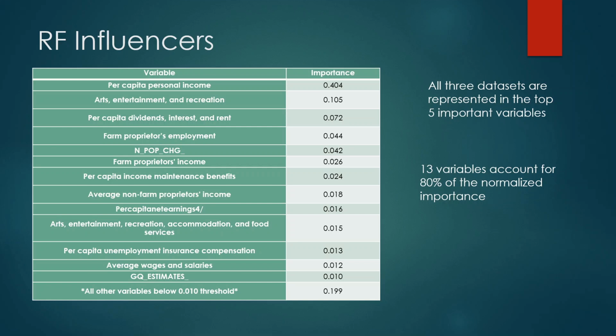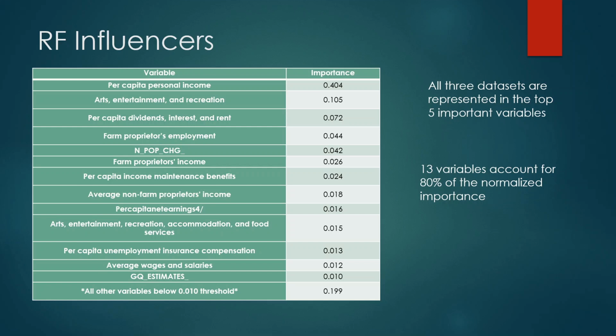But what's of interest is that of the 73 variables that were in this model, only the first 13 provided 80% of the normalized importance. So this model could suggest that you could get a very accurate model by just significantly reducing the number of variables all the way down to 13, which going forward would be a very, very important topic to look at.